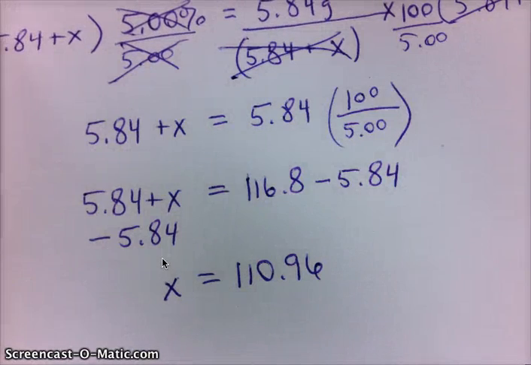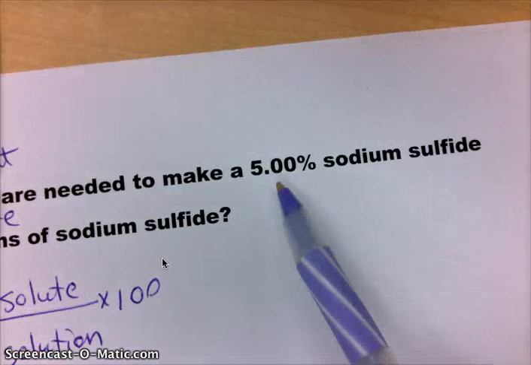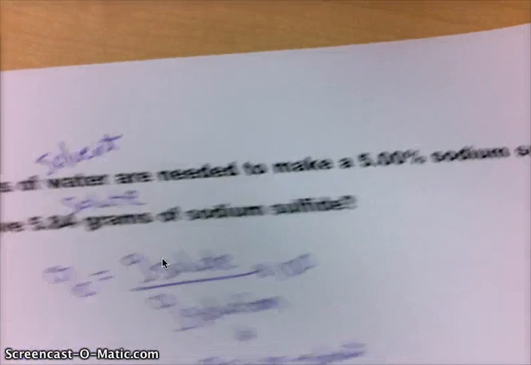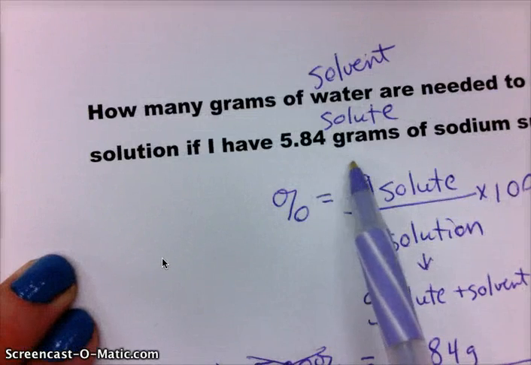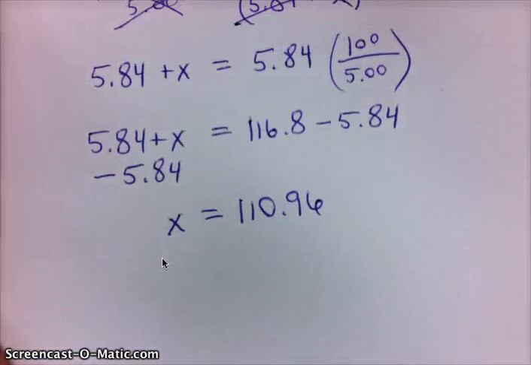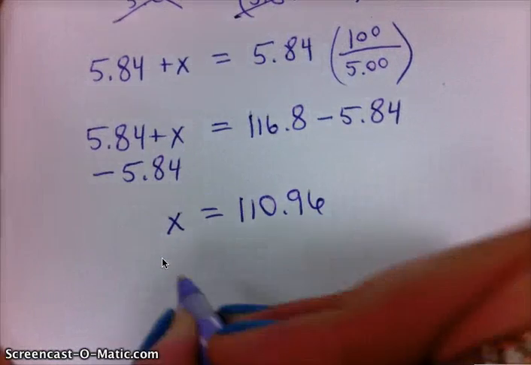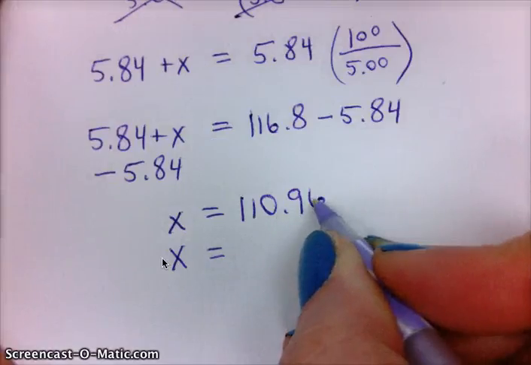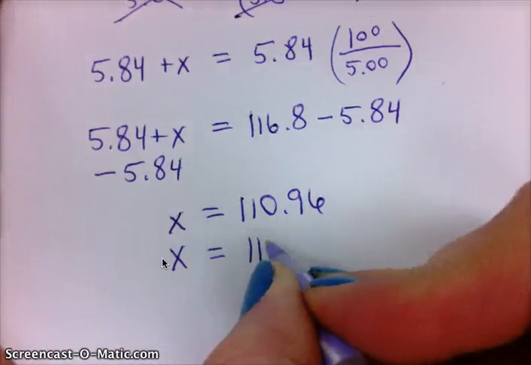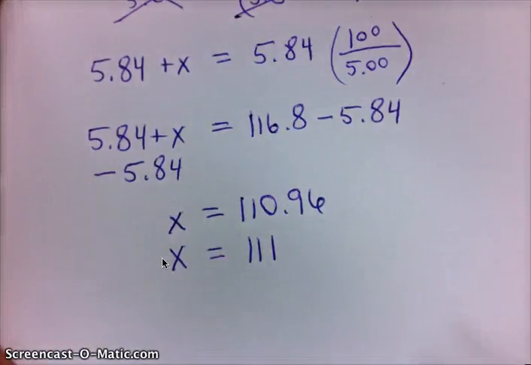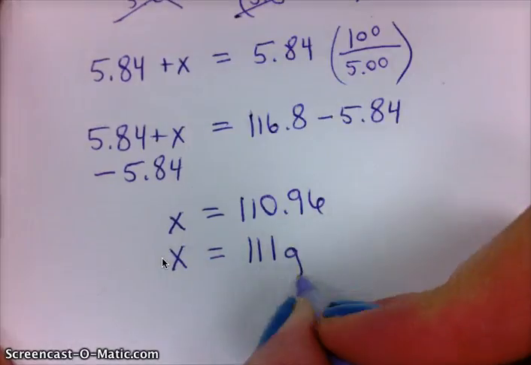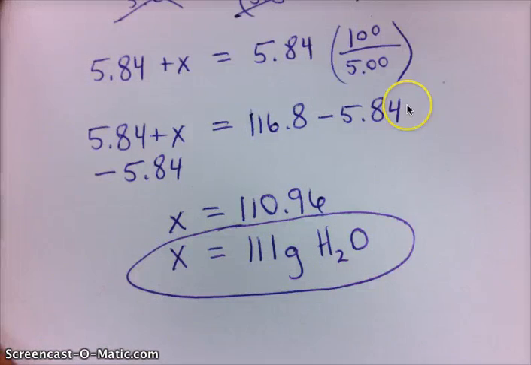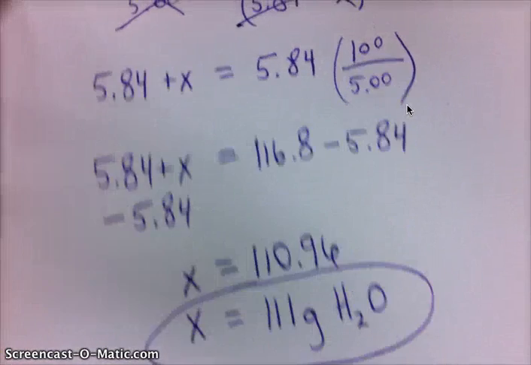Looking back at what I started with, I had 5.00 as my percent, 3 sig figs. I had 5.84 grams, which is 3 sig figs. So my final answer will be in 3 sig figs. So this will be 111 because now 9 rounds up. So 111. Don't forget the units. This is the grams of water. 111 grams of water is my final answer.